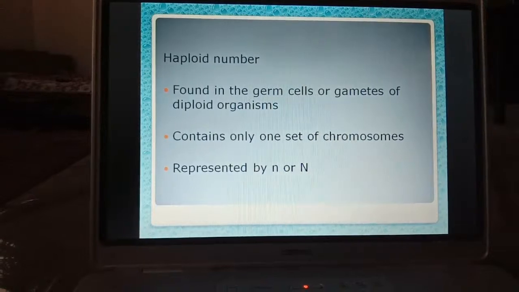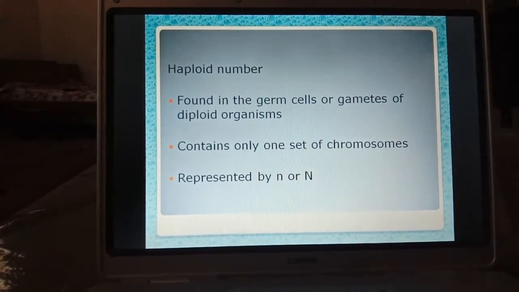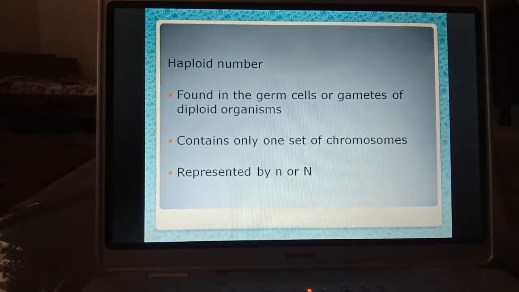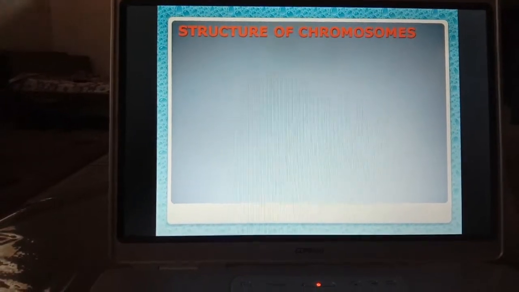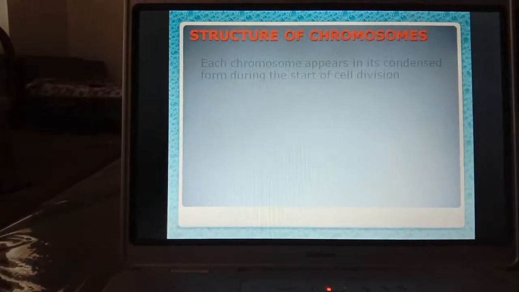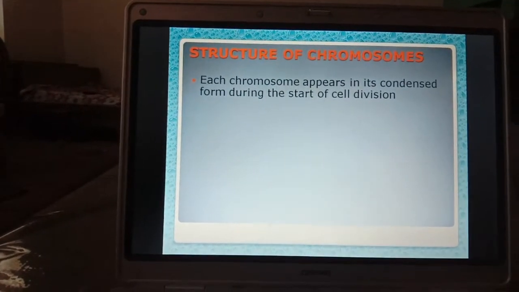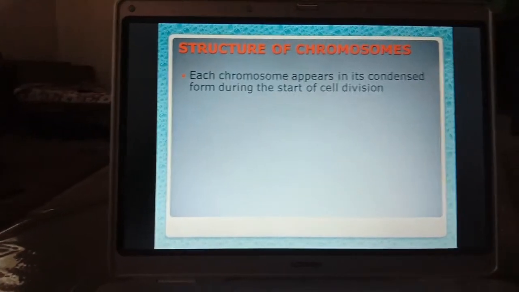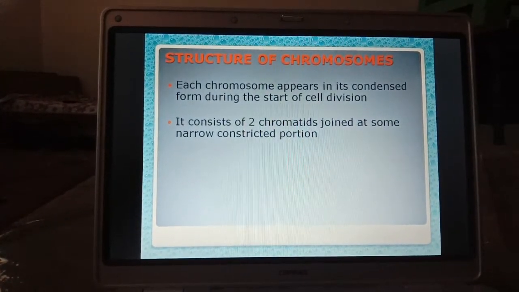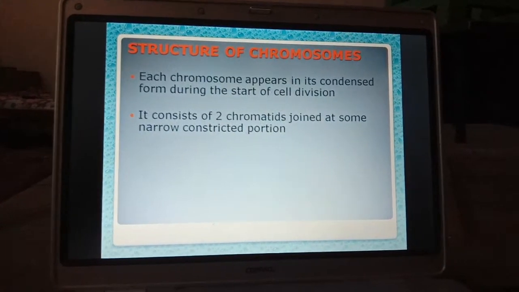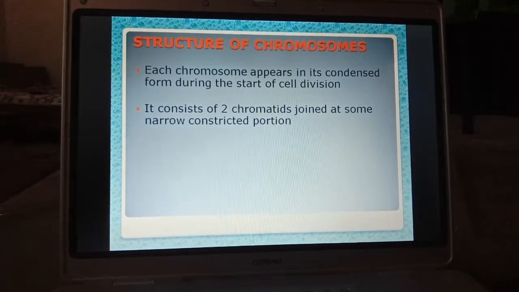Since they are present only in the germ cells, they will contain only one set of chromosomes. They are represented by a small n or a capital N. Structure of chromosomes. Each chromosome appears in its condensed form during the start of cell division. It consists of two chromatids joined at some narrow constricted portion, as it was shown in the diagram.